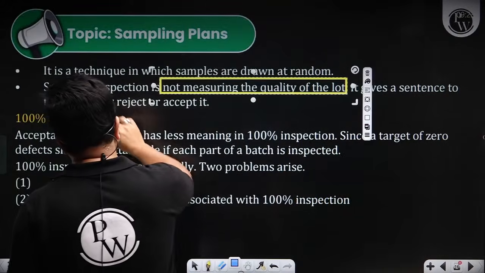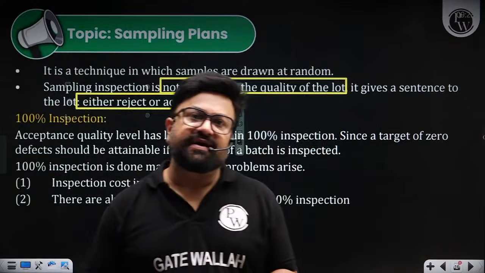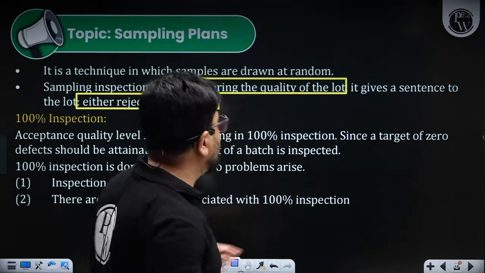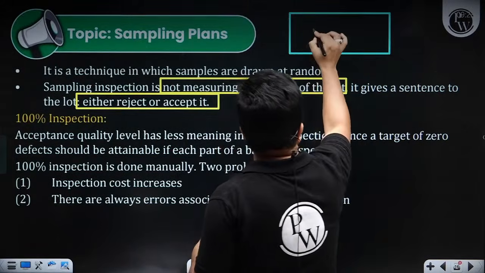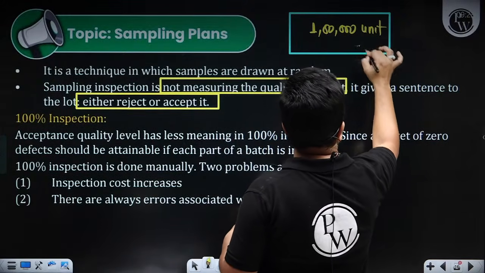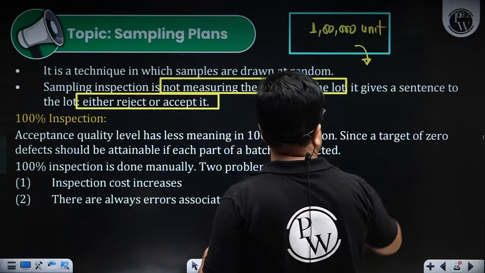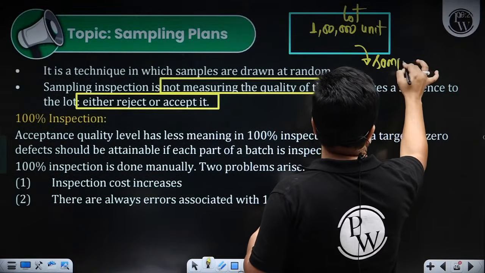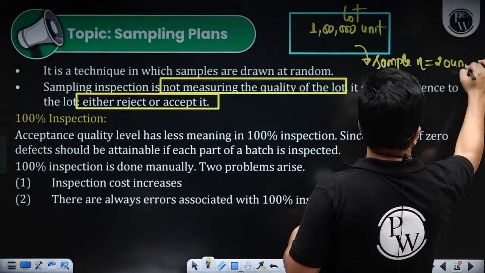but it tells us whether we have to reject or accept the lot. Suppose you do 100% inspection of a lot of 1 lakh units. What we do instead is take a sample from the lot. Let's say n equals 20 units, and we do the inspection.